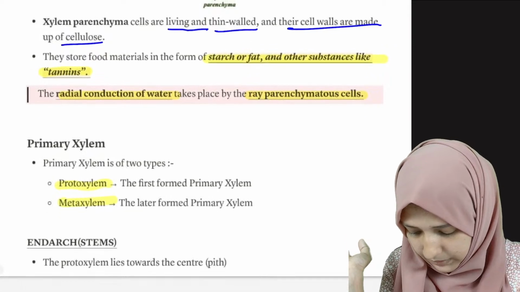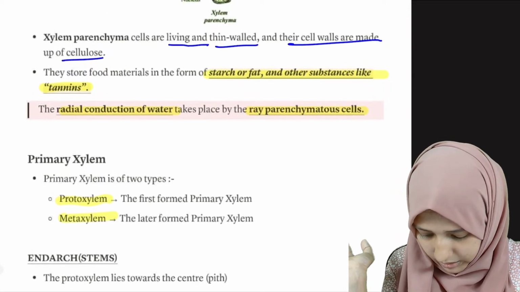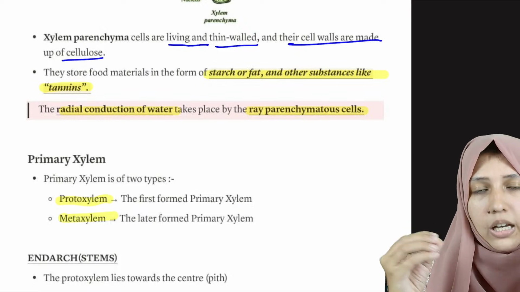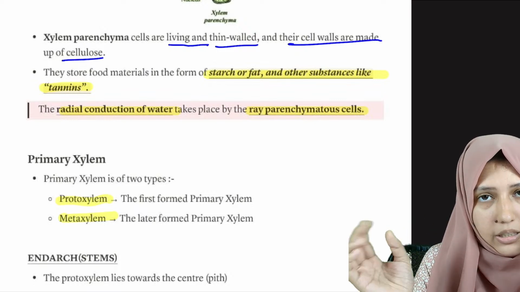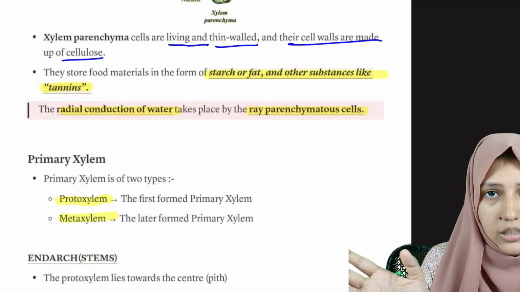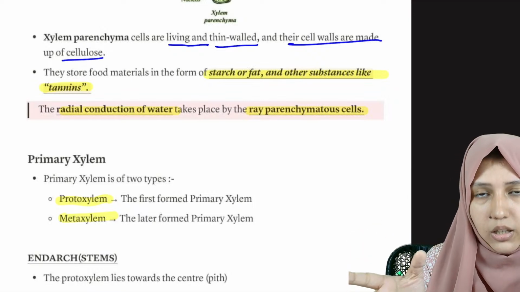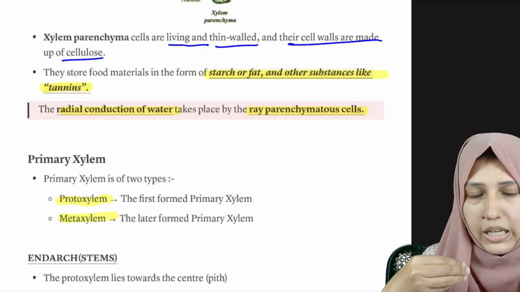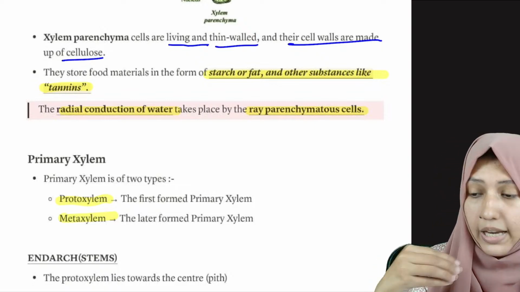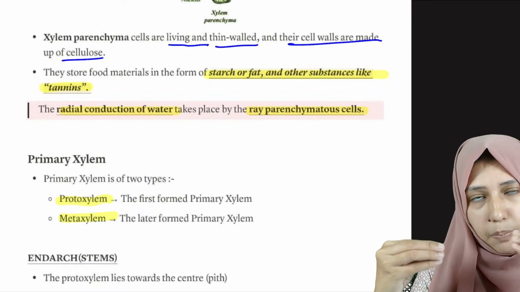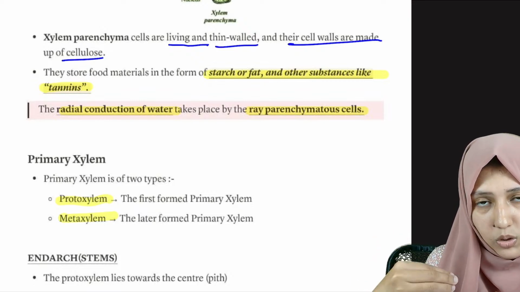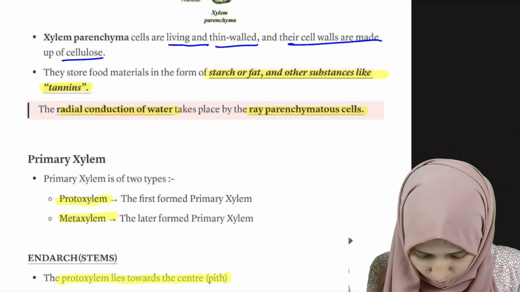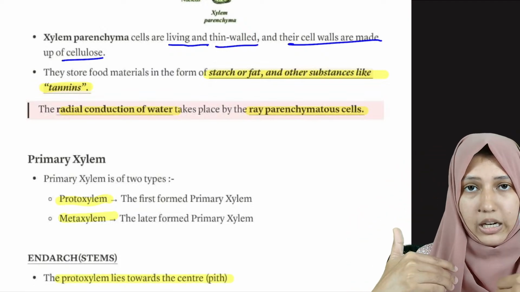It is pretty simple. Okay, now endarch. There are 2 types, again based on the arrangement. Because of the arrangement, the xylem can be named endarch and exarch. In stems it is endarch, which means the growth of xylem is towards the inside. So the protoxylem will be towards the inside, towards the pith. If the protoxylem lies towards the center, it is known as endarch.